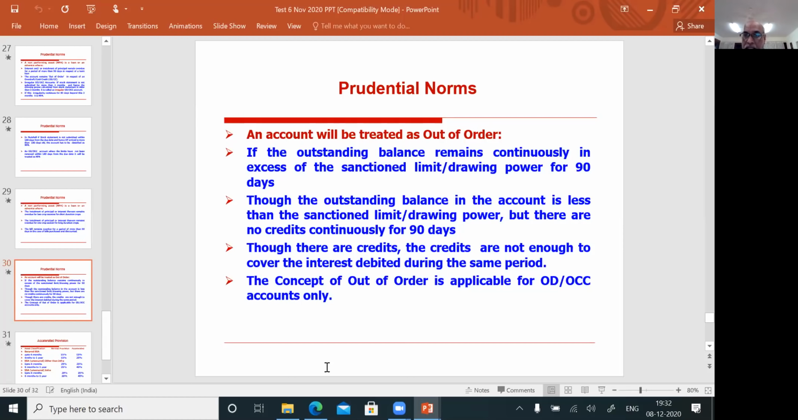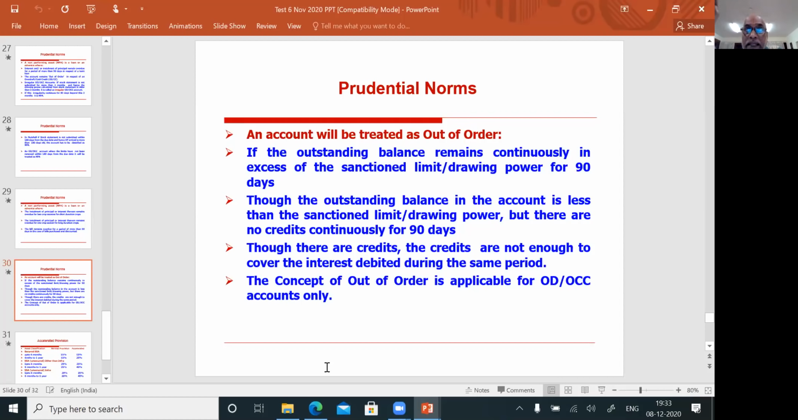Okay, that is the first point. Second point: the liability may not be more than the limit or drawing power. It will be less than the limit or drawing power, but there are no credits continuously in the account for 90 days, dormancy. In your special watch or SMA, it is called a dormancy.